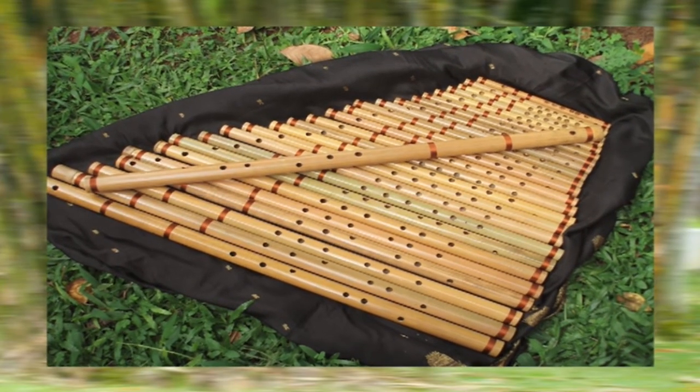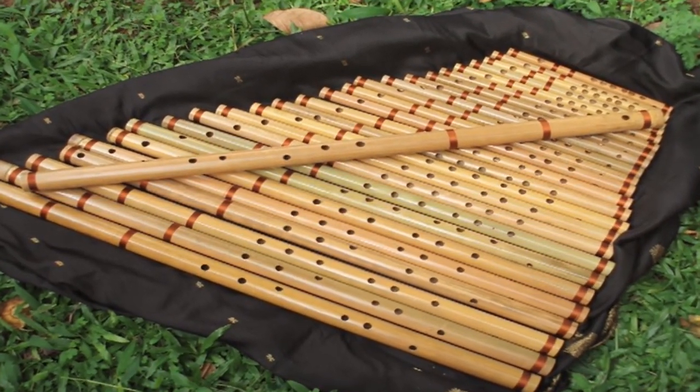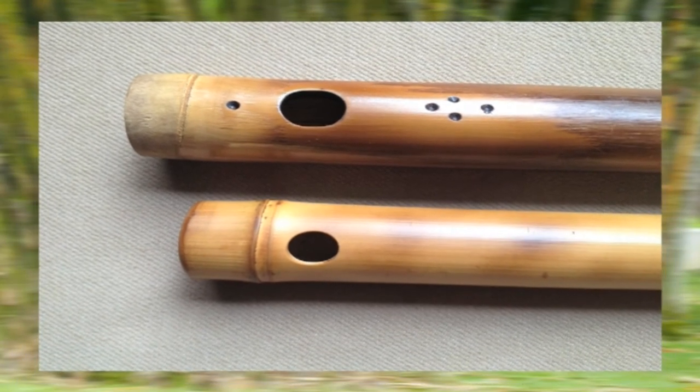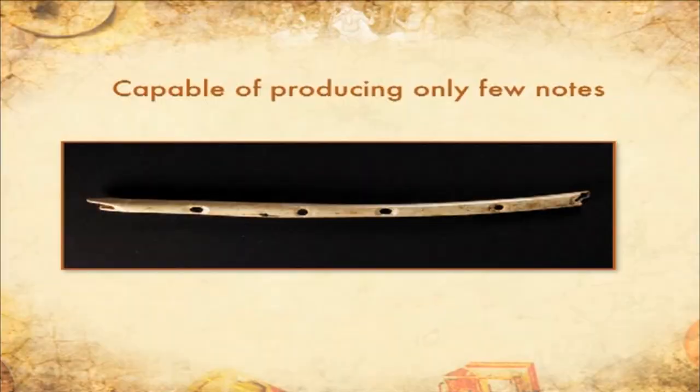Thus, the earlier musical pipes were made of wood, bamboo or reed, had a mouth hole with or without a few finger holes. These were capable of producing only a few notes.